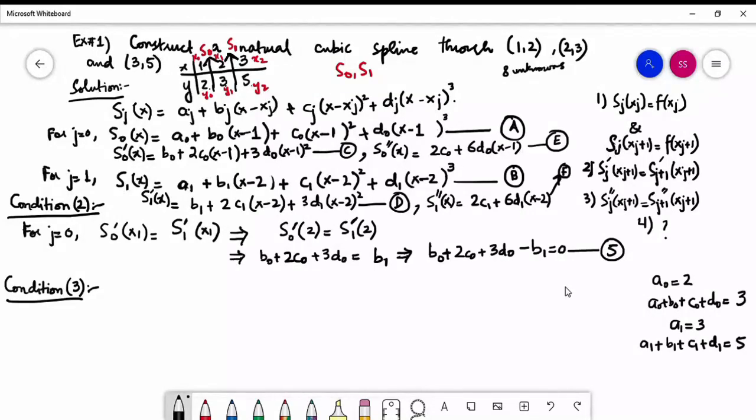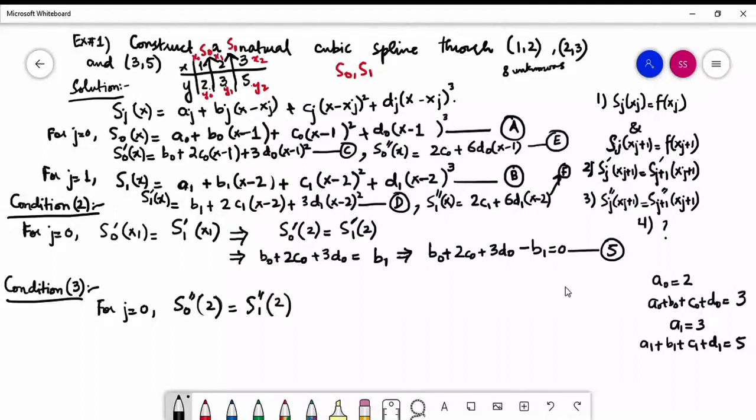Okay, for j equals 0, S naught double dash of x1 is equal to S1 double dash at x1. X1 point is 2, so I would replace x with 2, and similarly I would replace x with 2.